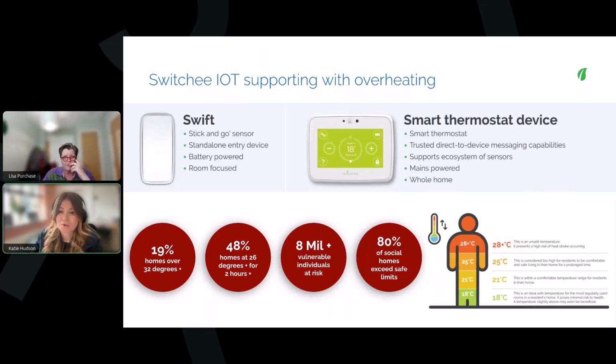And I don't know about you, but 32 degrees is quite hot for your home to be, unless you're sat by a pool. I'm not really that interested in that temperature. Also, over our most recent spring break weekend, 48% of homes with a Switchee device recorded a heat index of above 26 degrees for more than 2 hours. We've got another heat wave on the way, so we'll keep capturing this data as this year goes on to be able to compare to last year's data.